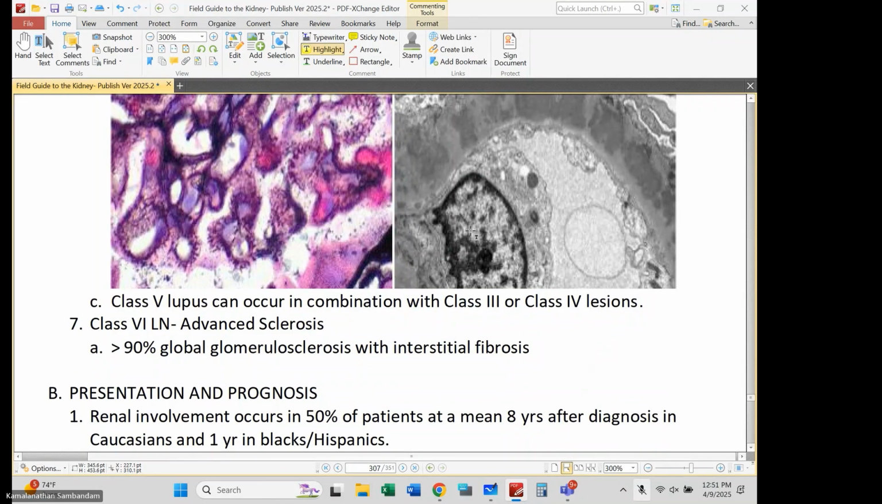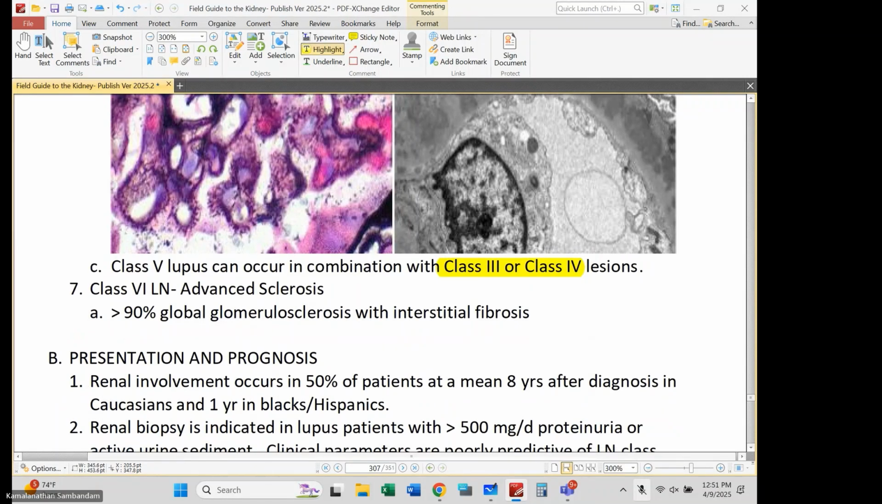Okay. Class 5 lupus can coexist with 3 and 4. So you'll see 3 plus 5 and 4 plus 5. That is not uncommon. And then finally, class 6 lupus refers to dead kidney, just a bunch of scar.